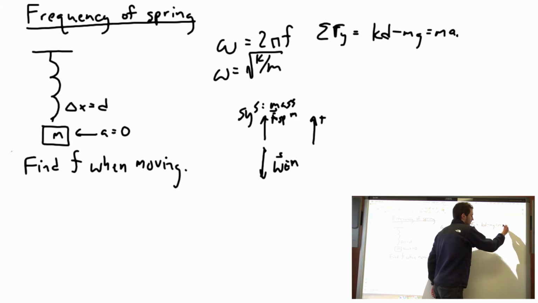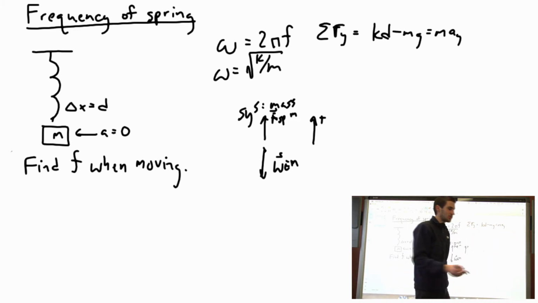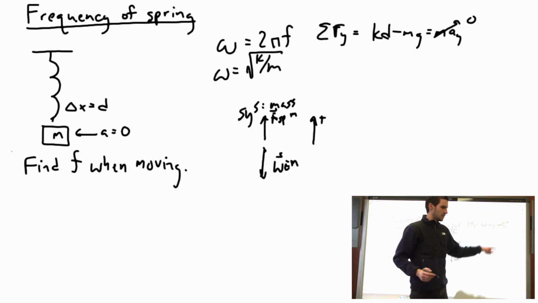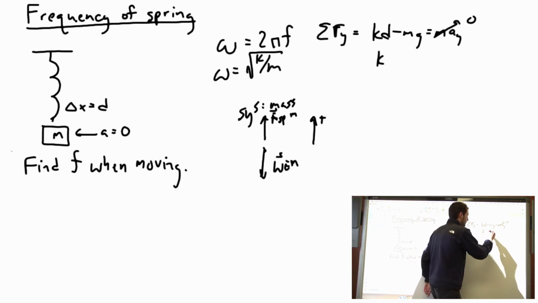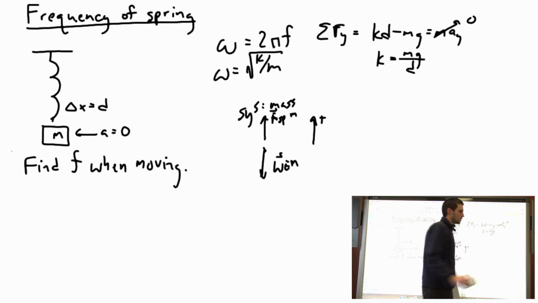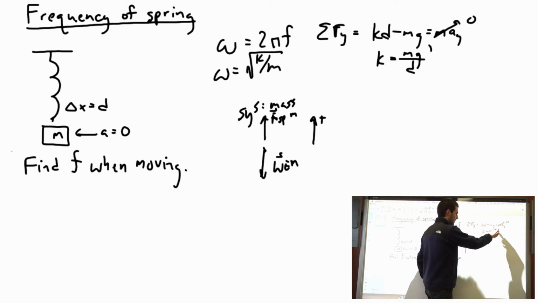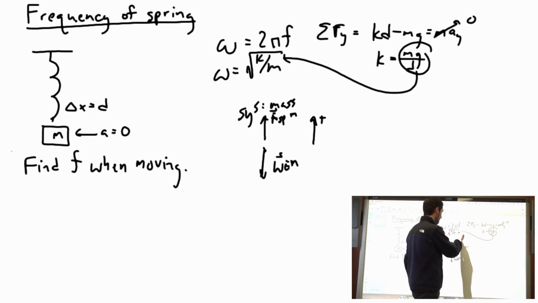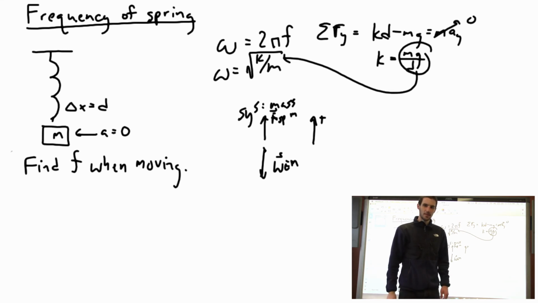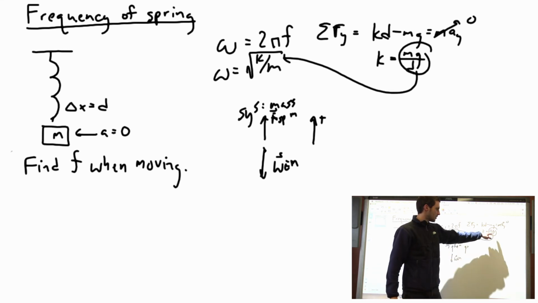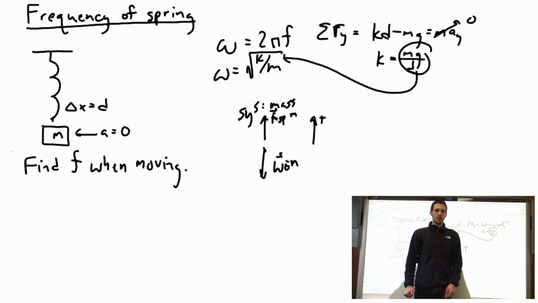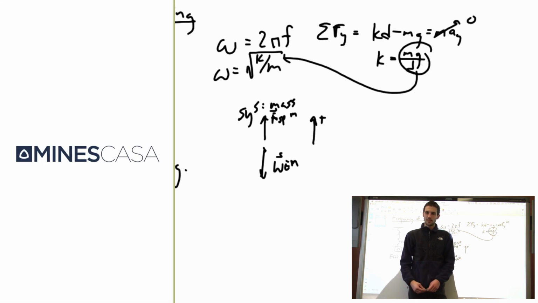And those sum up to m times acceleration in the y, which we just said was 0. So if I move this to the other side and divide by d, k equals mg over d. Now we're pretty much done. We're just going to take this and put it back into the equation for omega. We'll find omega in terms of this, and then plug it back up here and solve for f. That's a little bit of algebra that I'll leave to you, and then we're done.